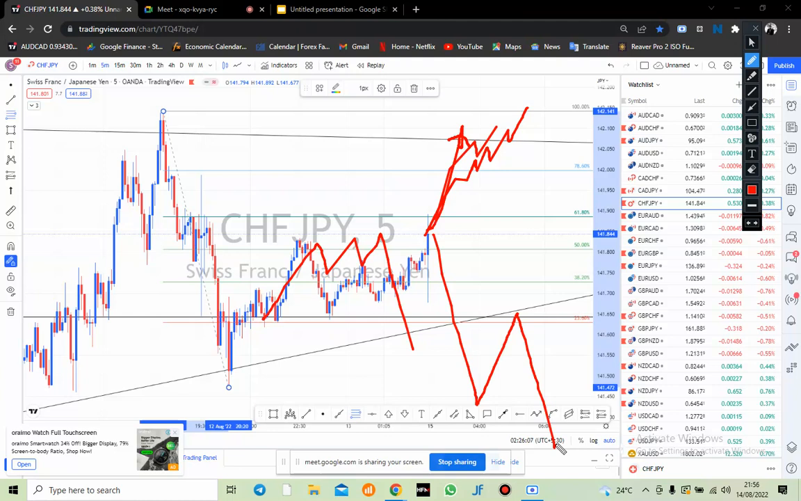Your confirmation should be what you expected it to be. If it goes the wrong way, that is not your confirmation. So exit the trade. Okay, and don't say because the left shoulder is right here, then you want to make this the right shoulder. No, that is not how to trade head and shoulder pattern.